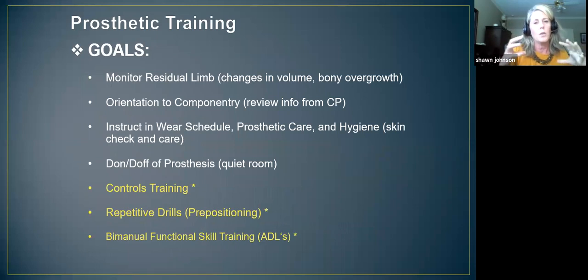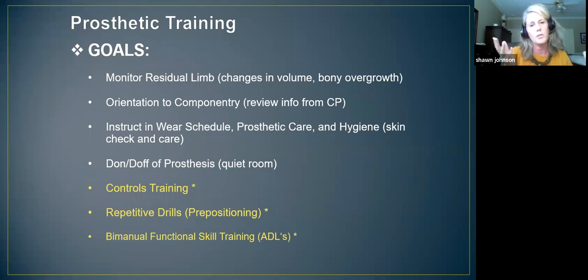So again, what are we trying to accomplish? What do we want to achieve during prosthetic training? So I'm just bullet pointing the goals. We have a quick reference OT guide, and these bullet points come from those textbooks. But in general, this is not typical, but we do want to make sure we're monitoring the residual limb.